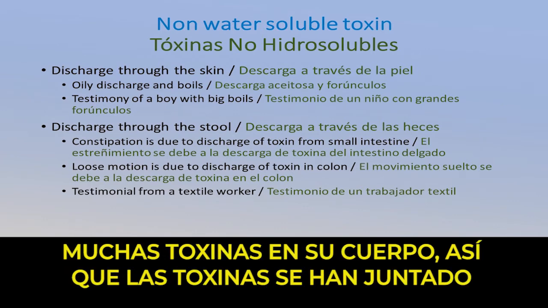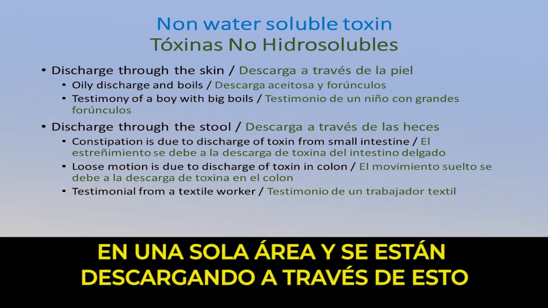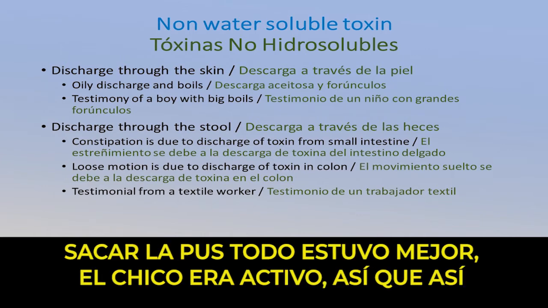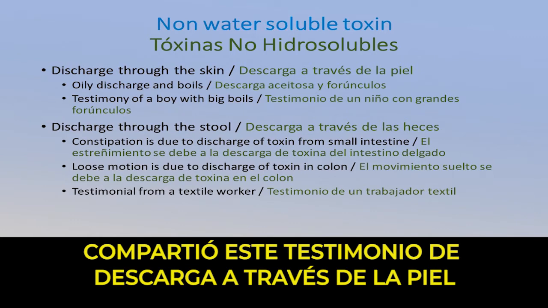Before that, the boy had a lot of toxins in the body. Now the toxins are put together in one area and are going to be discharged. As a doctor, you can induce the pus, let the pus come out, and after that they remove the pus from the body. Then everything becomes okay and the boy becomes active again. So this is one testimony of discharge through the skin.